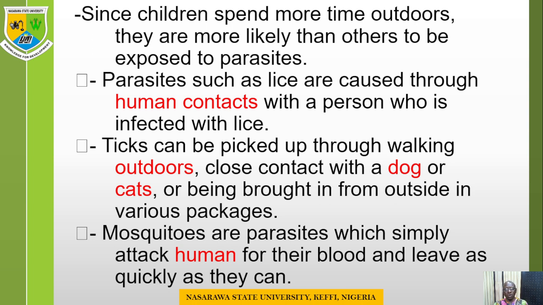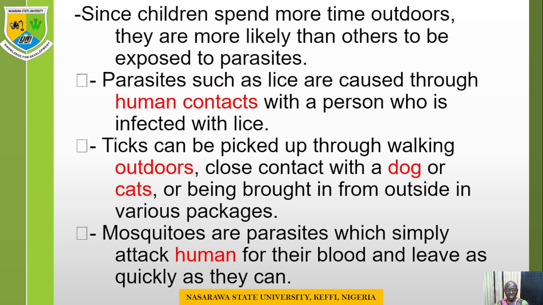But ticks can be picked up through walking outdoors, close contact with a dog or cat, or being brought in from outside in various packages. Ticks can easily be found in the ears of dogs, cows, cattle, sheep, goats, and all that, particularly domestic animals. You can find ticks even alone. They are usually brought in from the outside in various packages. It all depends how it was brought from the outside.